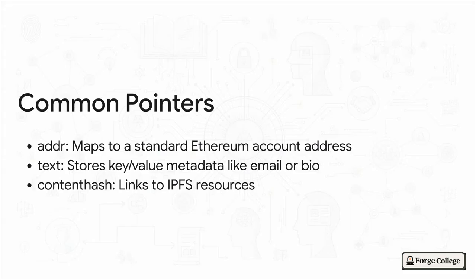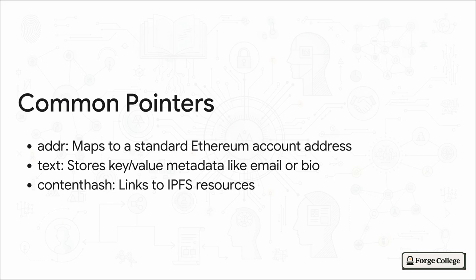So what can we actually write on that lawn sign? Well, here are the most common resolver pointers. First up is the addr record. This simply maps your name straight to a standard Ethereum account address. Super straightforward. Second, we've got text records. This is where you can store key value metadata. Think email addresses, a quick bio, maybe your social media handles.